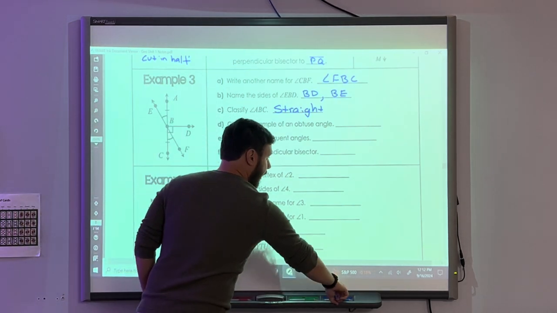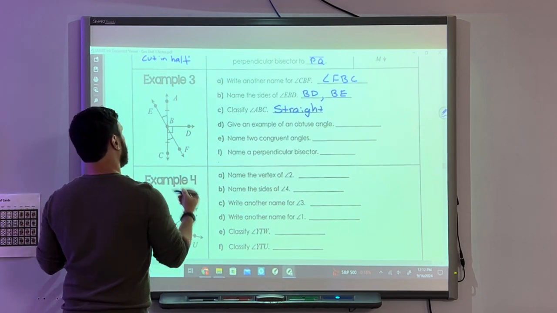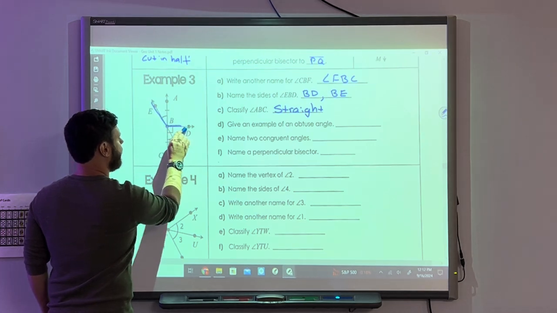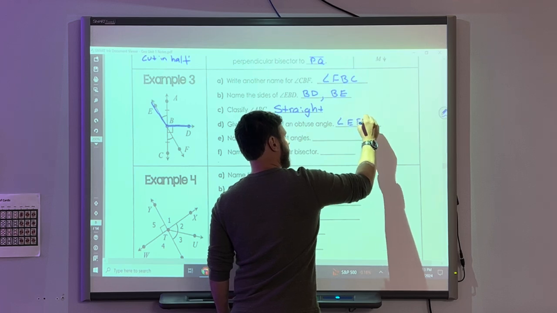Example of an obtuse angle. So any angle that is over 90 degrees, there's so many to choose from. This one right here pops out to me, EBD. So I'll go angle EBD.